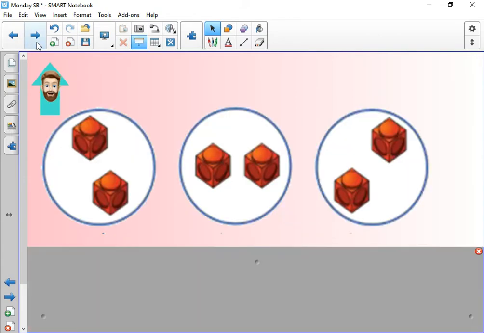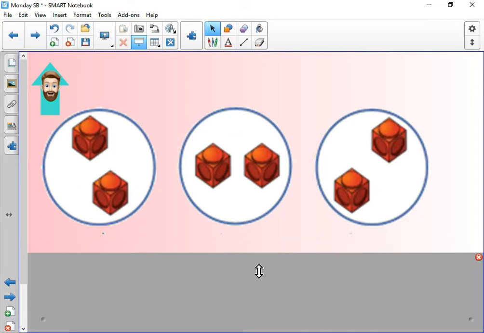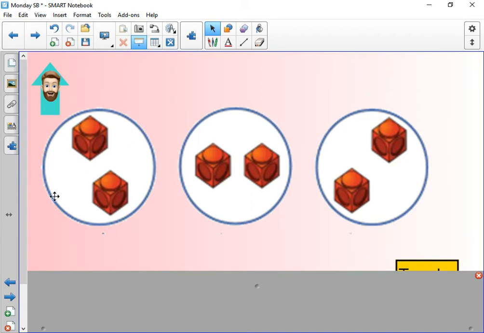Okay, what can you see? Well, I can see 3 groups. How many in each group? 1, 2, 1, 2, 1, 2. So I can see 3 equal groups. I can see 3 equal groups with 2 in each group.